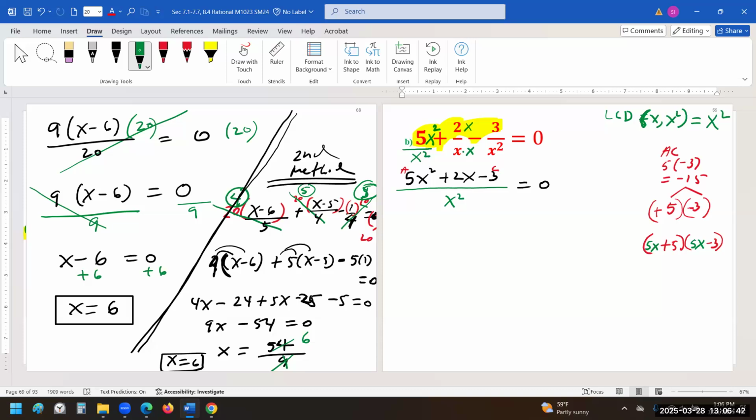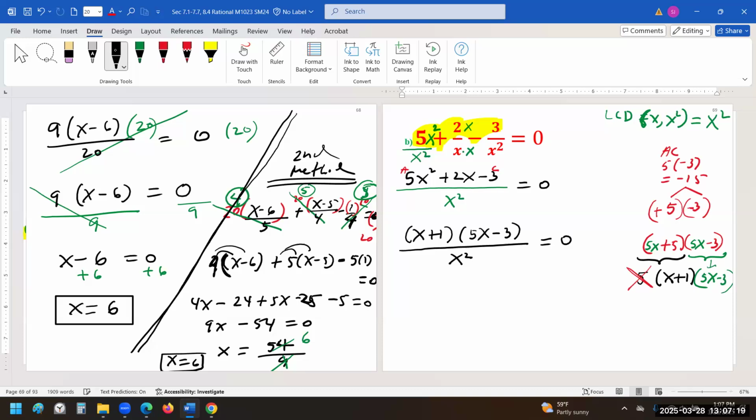From which one can we pull out a GCF? The first one. What's the GCF you see? 5. So we factor out 5, we get x plus 1. And we have this, so we keep 5x minus 3. And then you completely ignore your GCF. And that's it. x plus 1, 5x minus 3 divided by x squared equals 0.